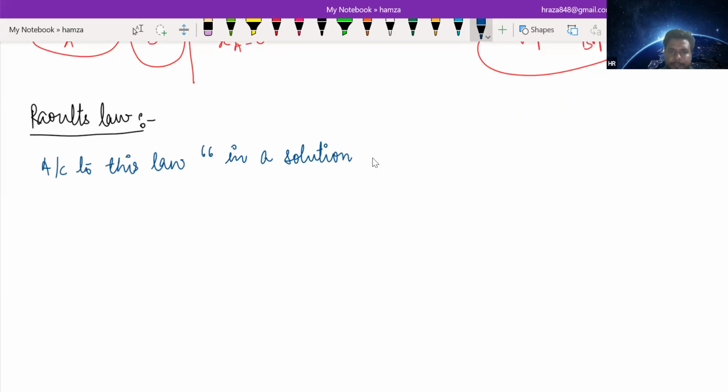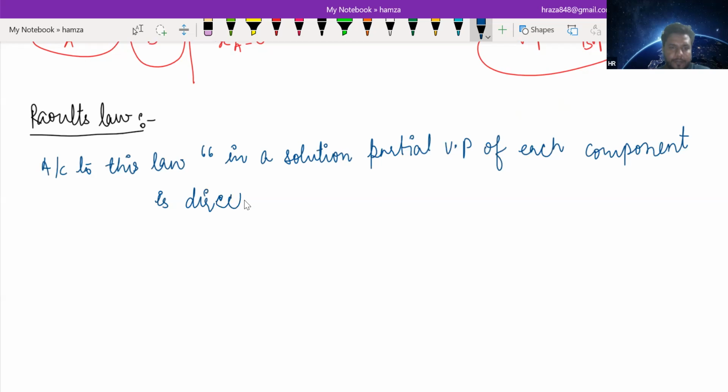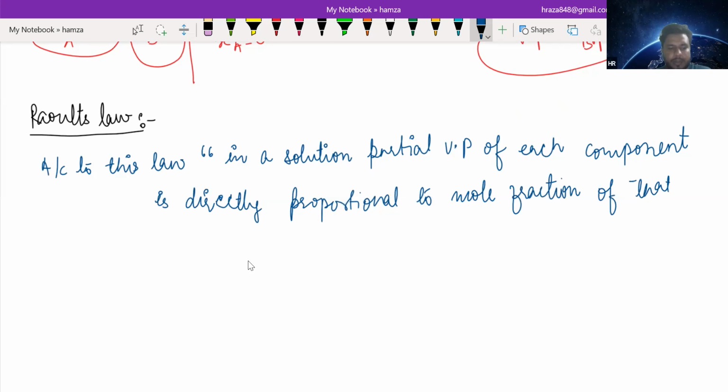in a solution, partial vapor pressure of each component is directly proportional to the mole fraction of that component. Sorry, not compound. If we are talking about only a compound, then component. That's why I wrote component here. According to this law, in a solution, the partial vapor pressure of each component is directly proportional to the mole fraction of that component.